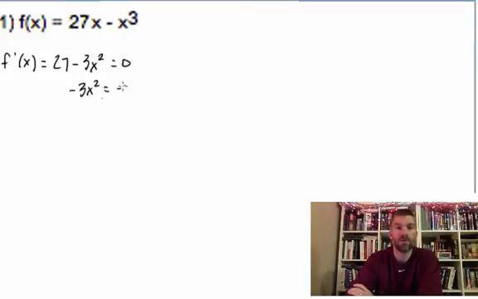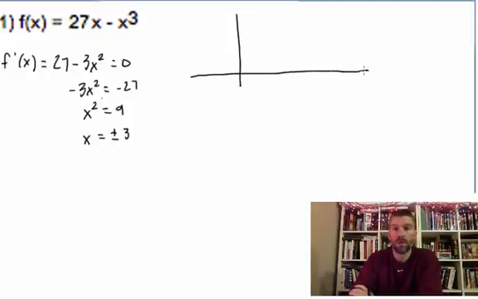So negative 3x squared equals negative 27, x squared equals 9, x equals plus or minus 3. Not horrible at all. So we're going to look at our two values here, negative 3 and 3, for my sign chart, and I'm going to use my derivative, which is 27 minus 3x squared. I don't think that's too hard to use, because we have to use the original. We can't use a reduced form of this.